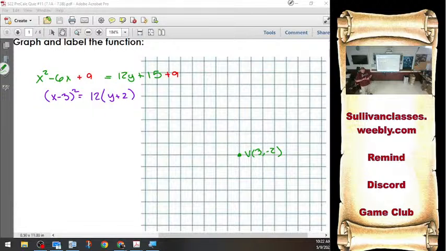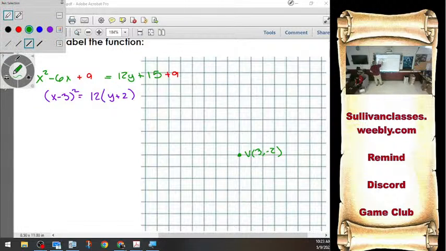X is squared, so it's a vertical parabola. I know that's kind of annoying, that when you switch to ellipses and hyperbolas, it's the other way around. X is squared, it's a vertical parabola, and 4p is positive. Okay, you know what? I want to make the rest of the parabola before I go labeling other stuff.